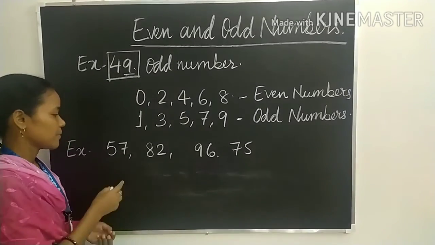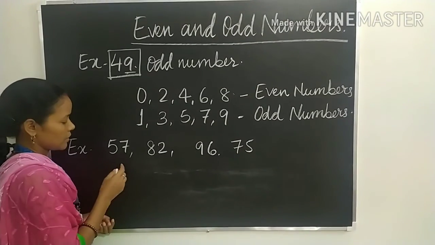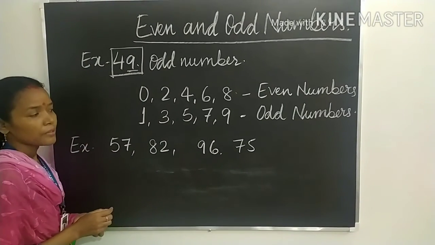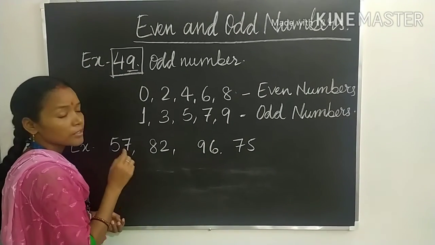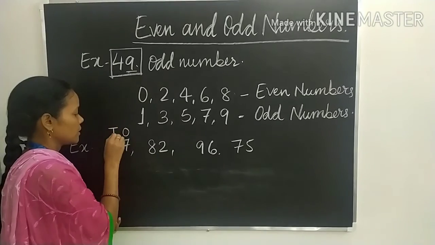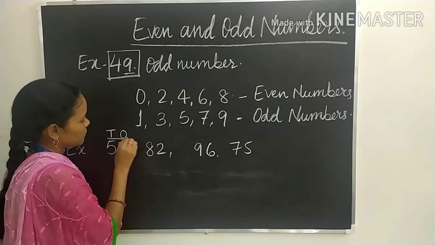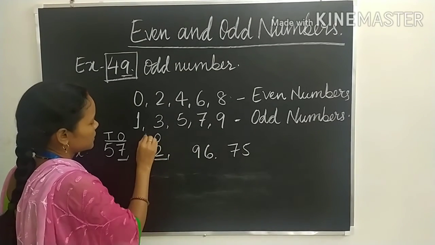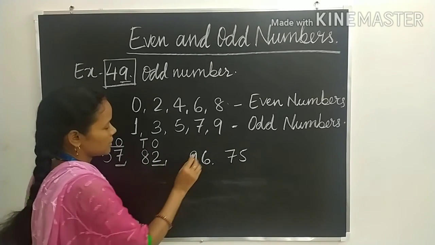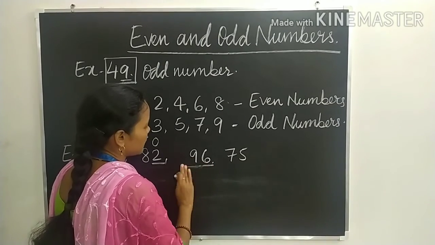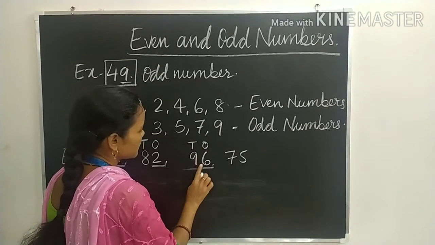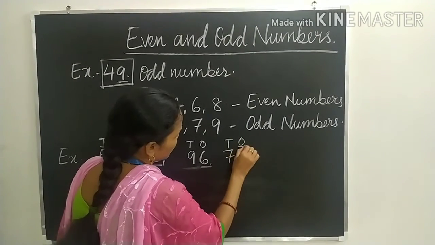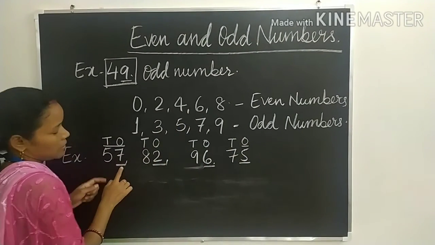Now let's understand with some examples. Here I have written some numbers: 57, 82, 96 and 75. As I have told you, we have to focus on the number in the place of ones. So here 7 is in the place of ones and 5 is in the place of tens. Here 2 is in the place of ones, 8 is in the place of tens. Here 6 is in the place of ones and 9 is in the place of tens. 5 is in the place of ones and 7 is in the place of tens. And we have to focus only on the ones place.